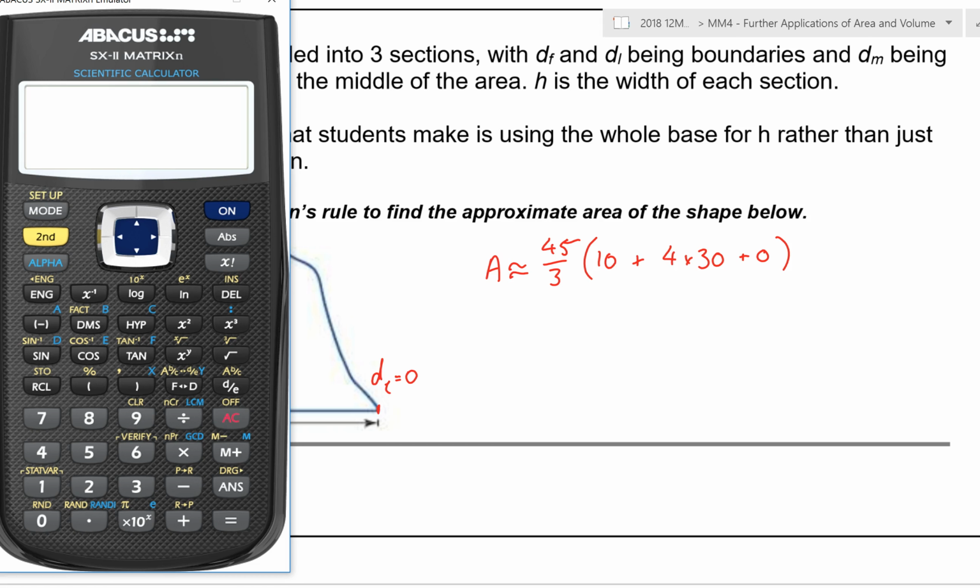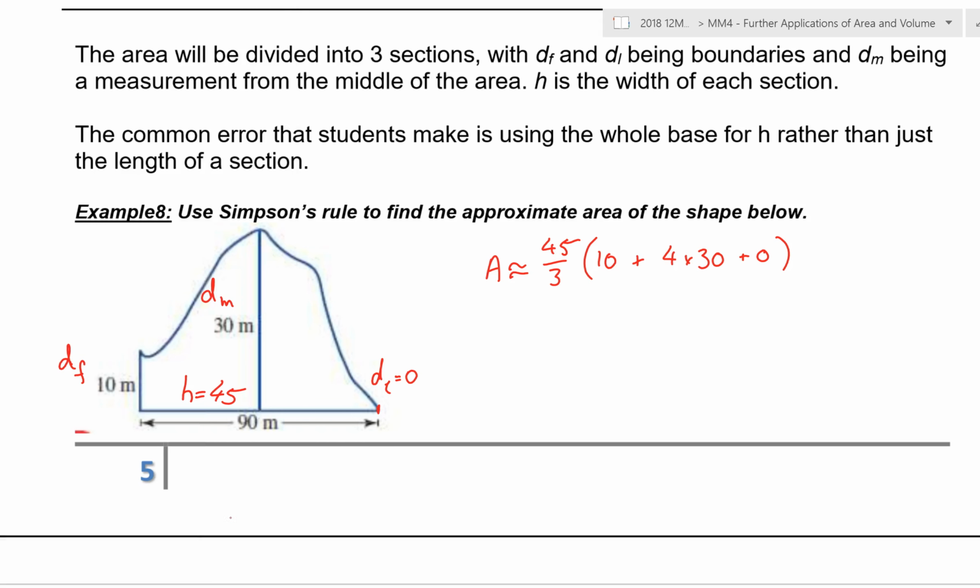I'm going to do the middle part first, inside the brackets, and I've got a multiplication, so I'm going to go 4 times 30. Yep, plus 10. I don't need to add the 0 on, equals that. So the inside of my bracket is 130. I'm going to multiply that by 45, equals, and then divide that by 3.